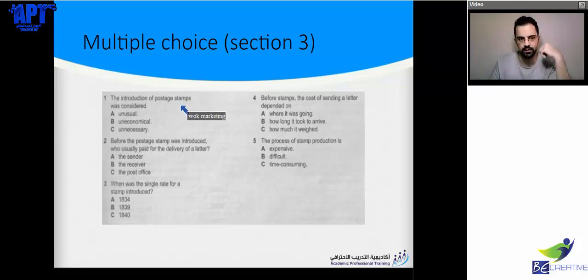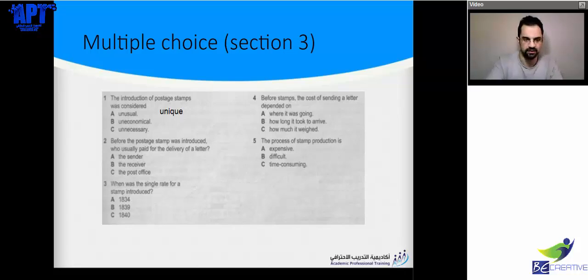That's the keyword. The introduction of postage stamps was considered unusual. What's unusual? It's maybe the opposite of common. No one has done it before, maybe. Okay? Uneconomical. What's another word for this one? So first, let's say unusual, maybe unique.